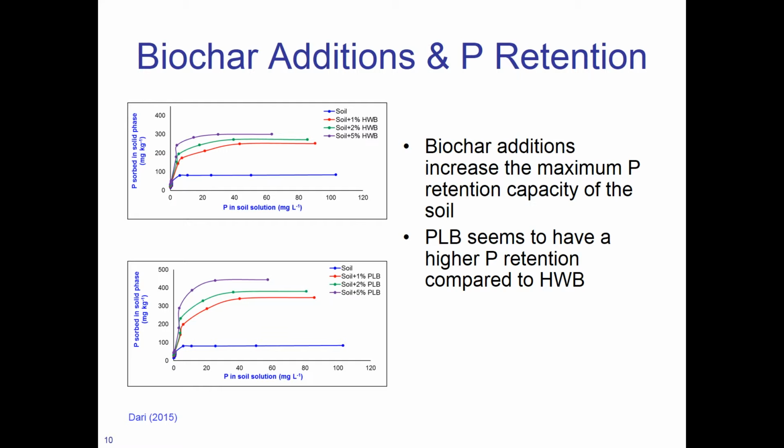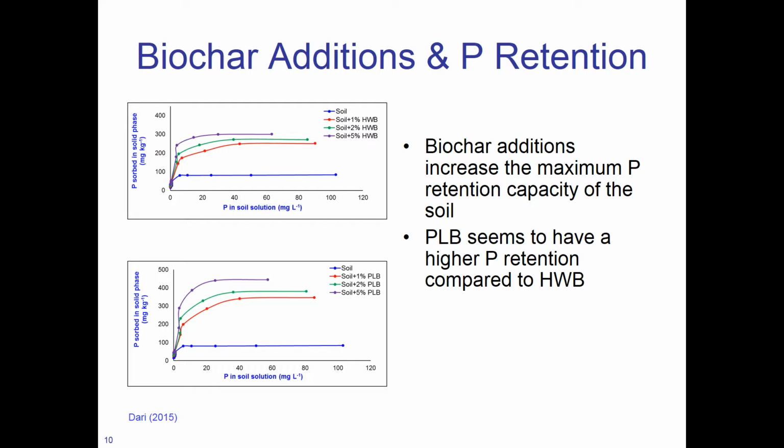Now what we see is, as we increase biochar addition, the Smax, or the maximum retention, keeps increasing. And of course, if you look at the difference between the hardwood and the poultry litter biochar, the poultry litter biochar has a higher P sorbed in the solid phase compared to the P sorbed by the hardwood biochar at the same rate of P addition.